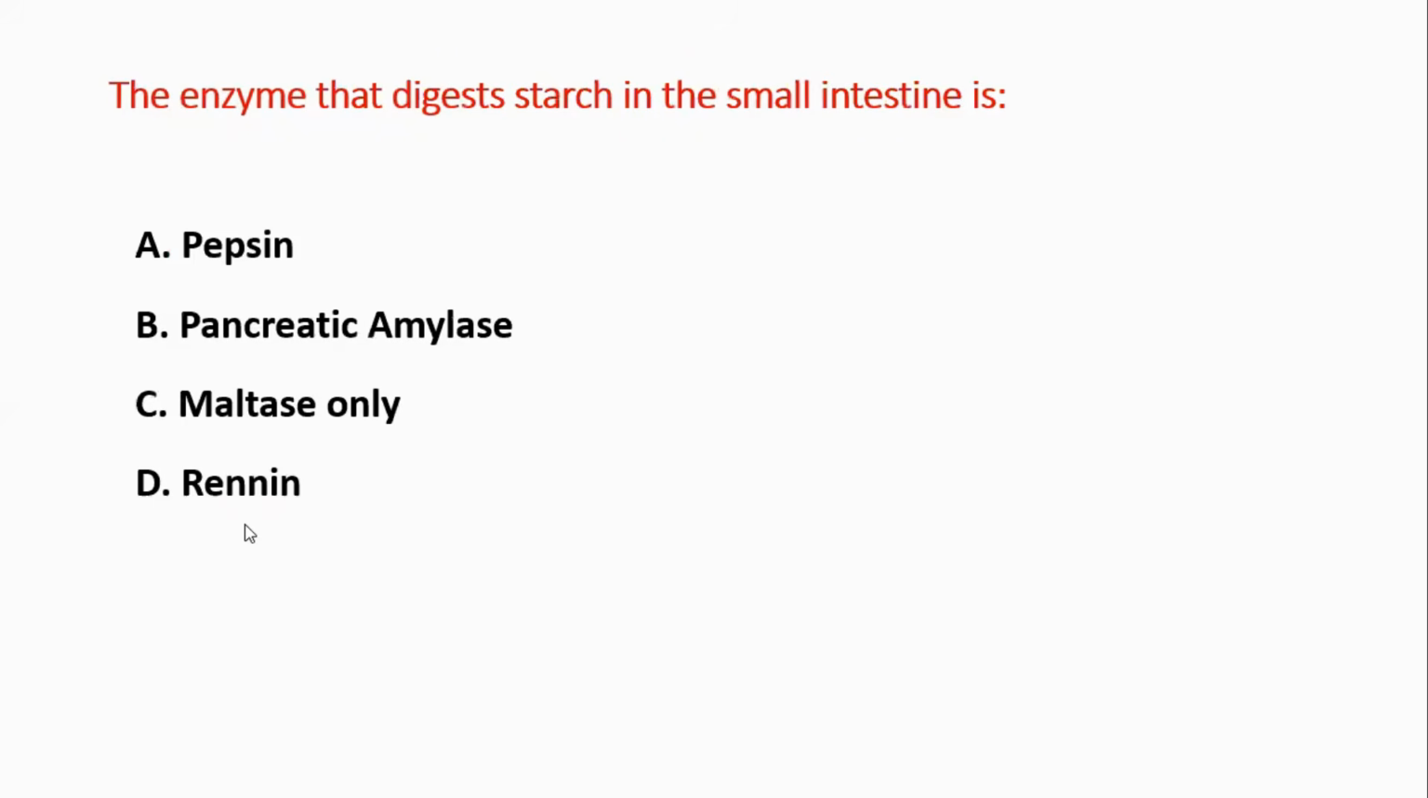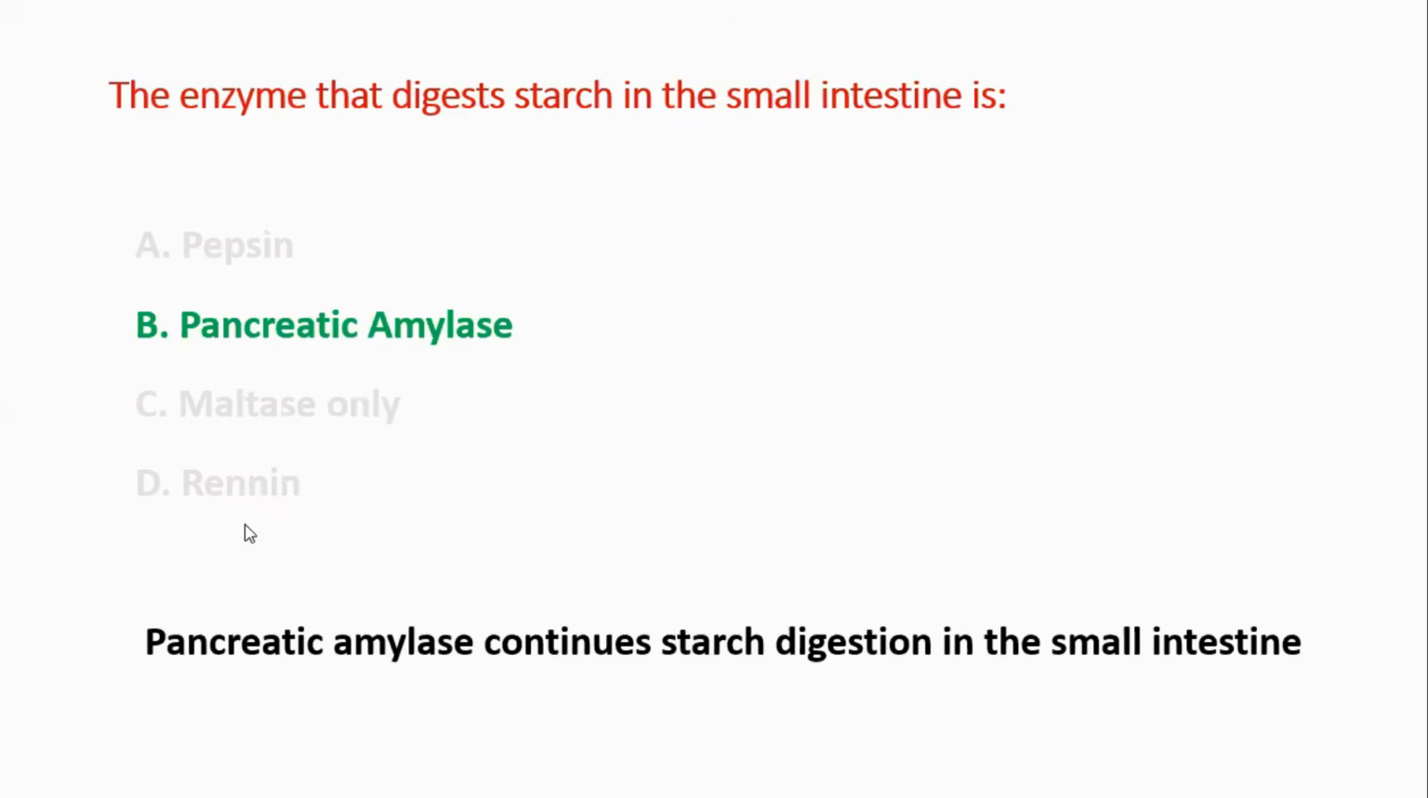The enzyme that digests starch in the small intestine. Options are pepsin, pancreatic amylase, maltase, renin. Starch digestion doesn't stop in the mouth. Which enzyme takes over in the small intestine and continues carbohydrate breakdown? Give it a thought. Yes, the right answer is pancreatic amylase. Pancreatic amylase continues starch digestion in the small intestine.